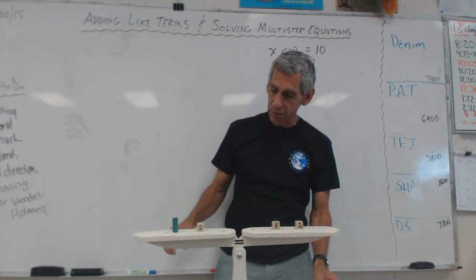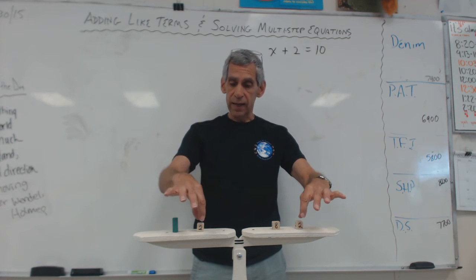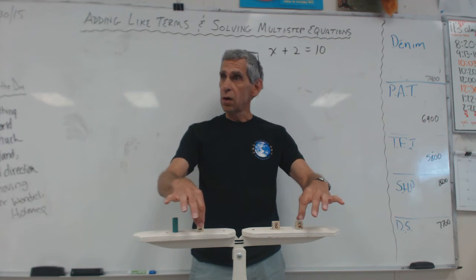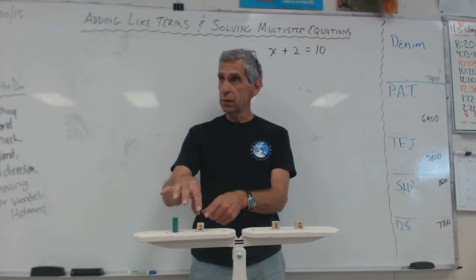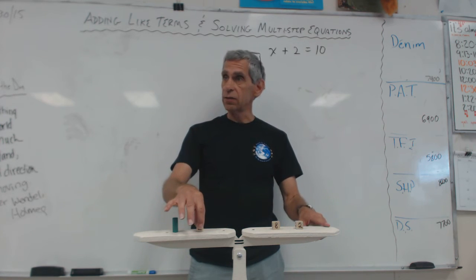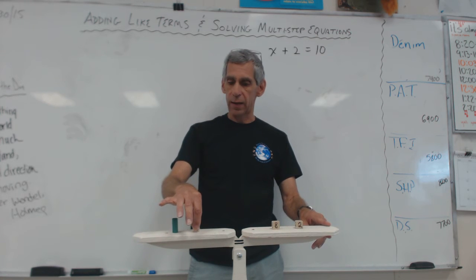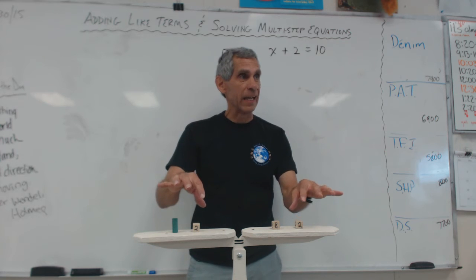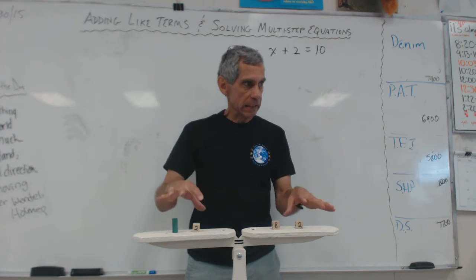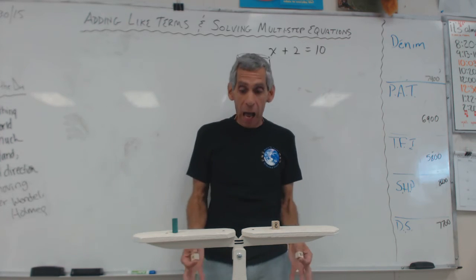All right, so now that I've done that, I could take my 2 off from this side. If I took it off just from this side, would that be a problem? Yes. Right? It would, right? Then suddenly everything, whoa, I don't want to do that, right? So I'm going to have to take them off at the exact same time.